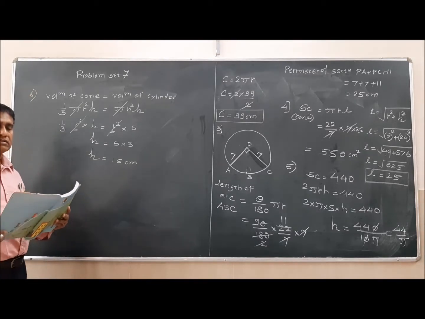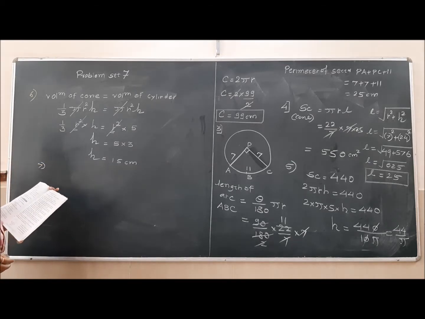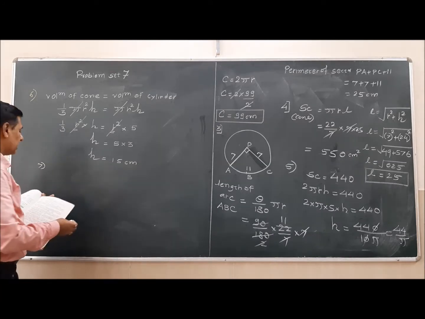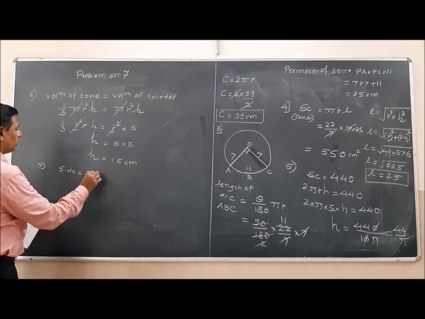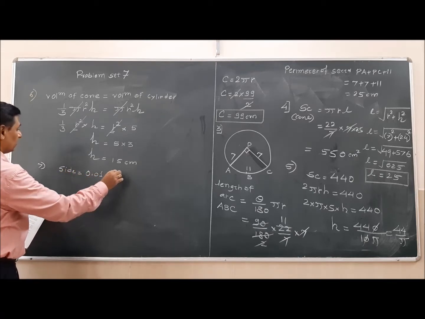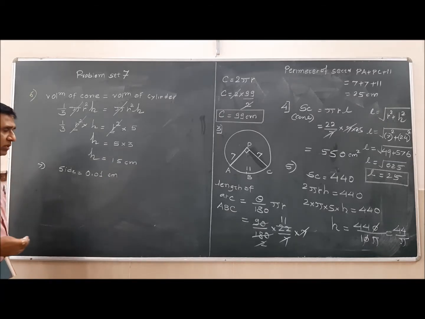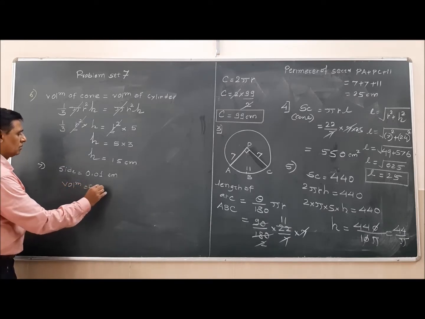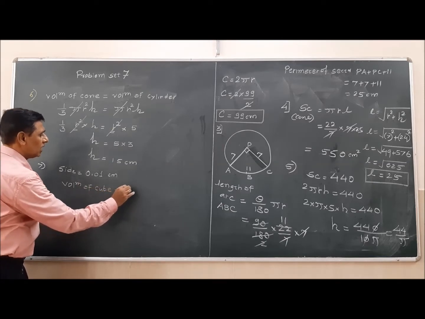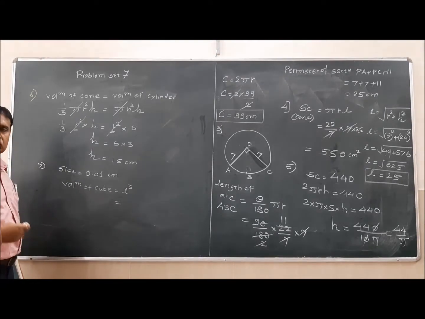Now next to that is question 7. Now in question number 7 you will find that we have to find the volume of a cube of side 0.01 centimeter. And the question asked is to find out the volume of the cube. Of course, volume of cube is equal to L cube. This is the formula for volume of cube. So I am going to multiply 0.01 three times.